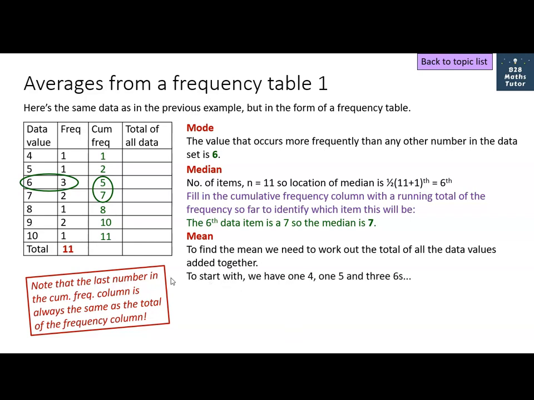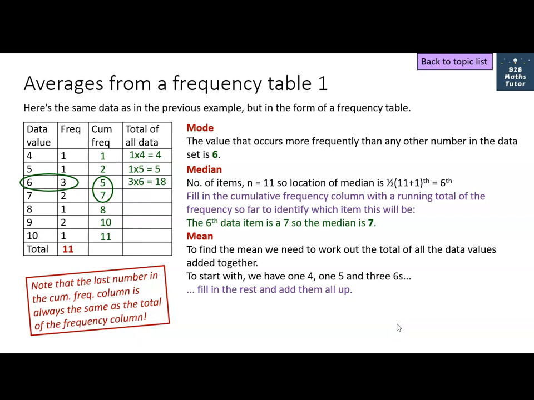So to start with, we've got 1, 4. 1 times 4 is 4. 1, 5. And 3 6s. So that gives us 4, that gives us 5, that gives us 3 lots of 6, which is 18. Now you pause the video, fill in the rest on your table, add them up, and then press play again.